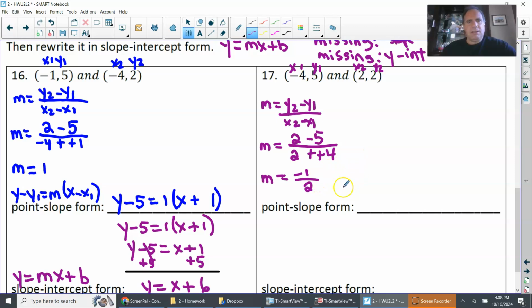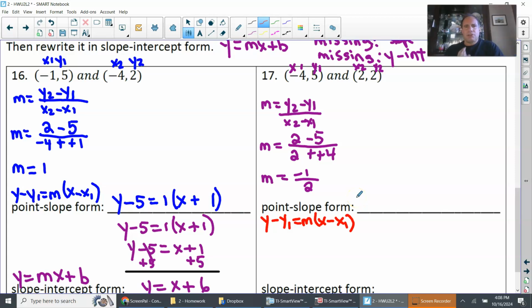But now you need the point slope form. So point slope form, I'm going to put in red, right underneath: y minus y1 equals m times x minus x1. So we have point slope form. We're going to substitute numbers in. That's all we have to do.